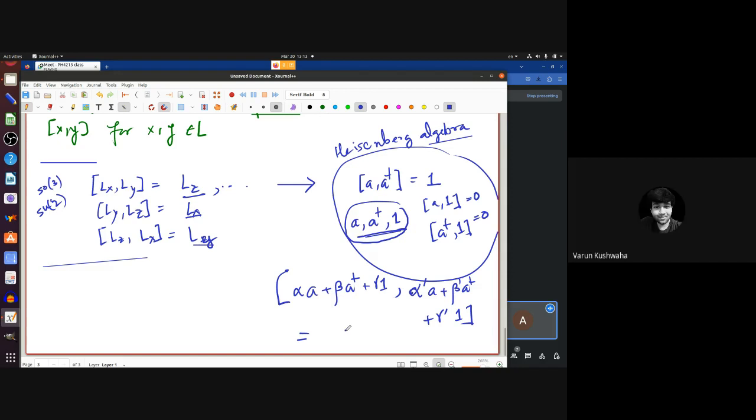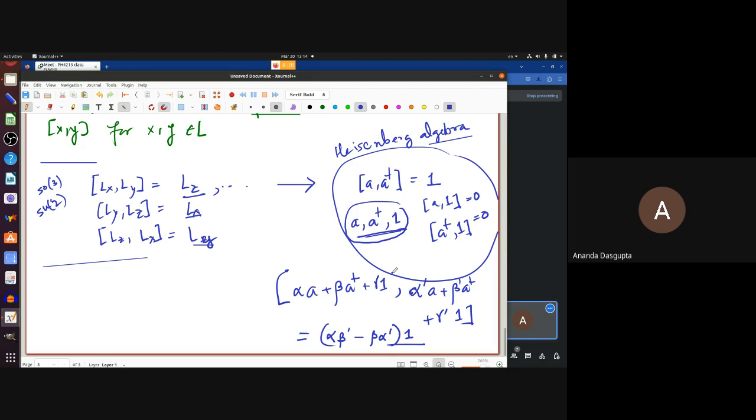Come on, this is easy. It's alpha beta prime minus beta alpha prime times 1, of course. Right? And it's easy to see that all brackets will be multiples of 1. So remember, multiples of 1 actually form a subspace.